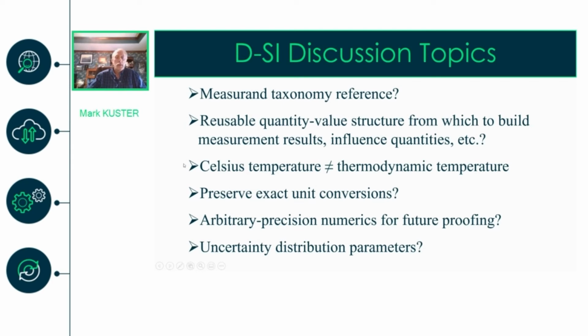Maybe to conceive this Celsius temperature, thermodynamic temperature conversion as a quantity conversion rather than a unit conversion. How do we preserve exact unit conversions, protect them from unnecessary rounding? What about arbitrary precision numerics for future use in case we want further precision in the future? And what about uncertainty distribution parameters?